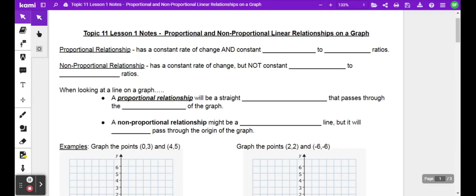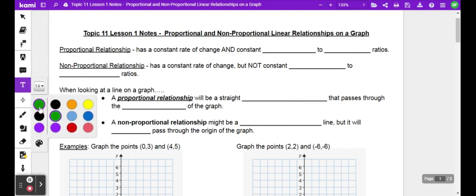This is the video for topic 11, lesson 1, and we're going to be looking at proportional and non-proportional linear relationships on a graph. I'm going to continue using lines and graphing, plotting points and things of that nature, but we're going to look at whether things are proportional or non-proportional. So let's talk about what it means to be proportional.